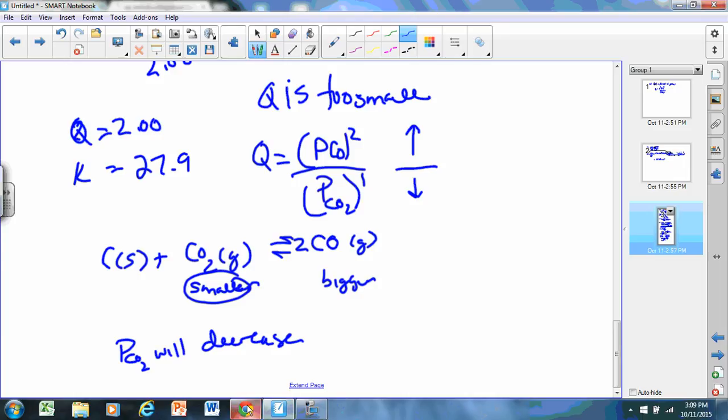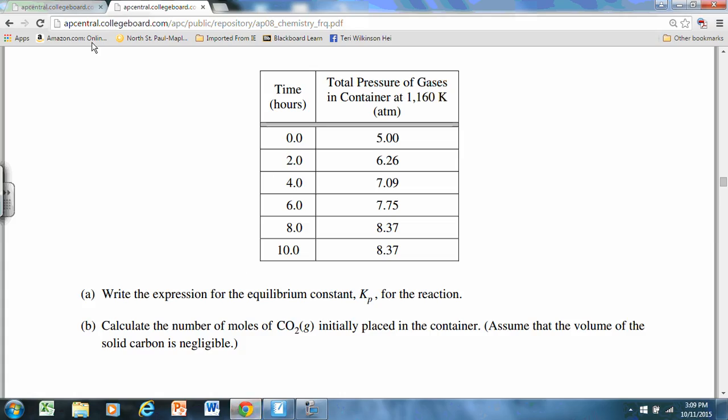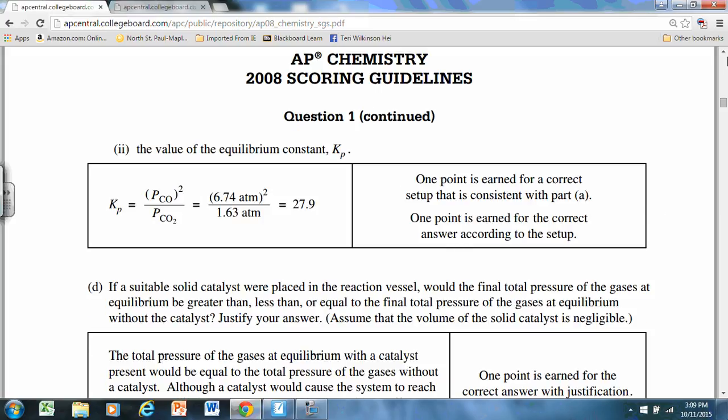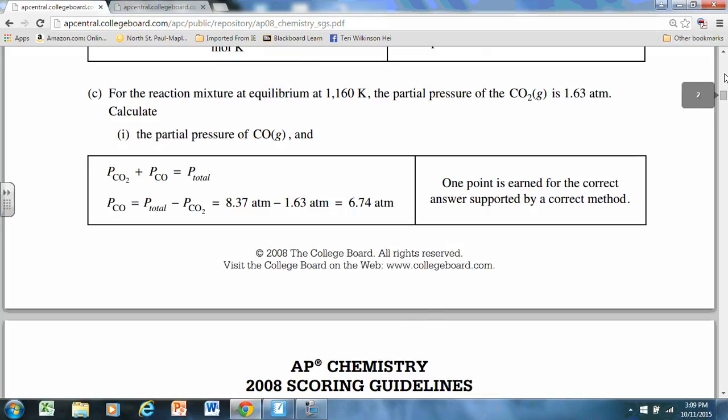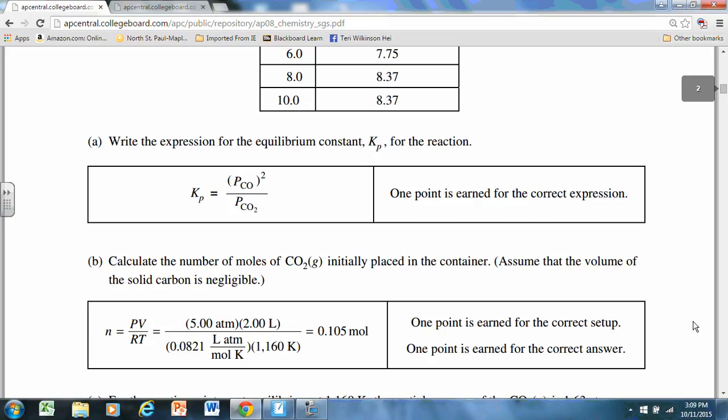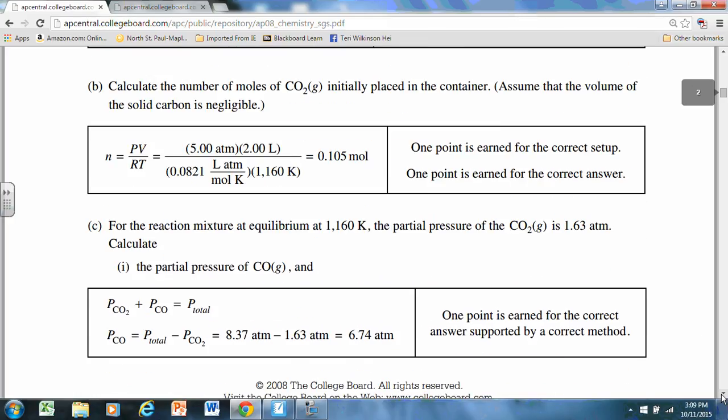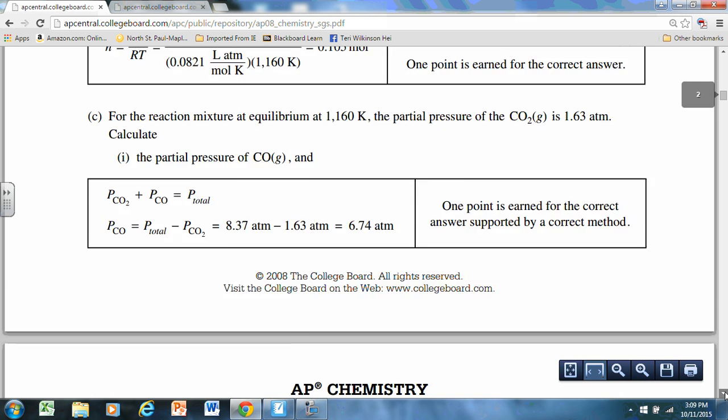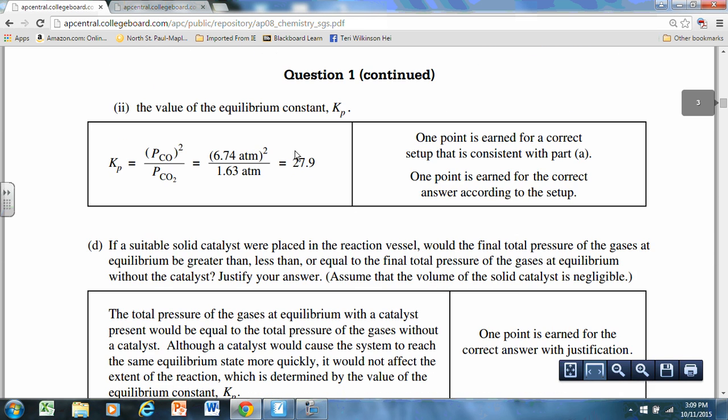Now let's look at the scoring guidelines quickly if I still have them up. And I think I do. Okay, so let's just go back to the beginning and check. There's the equilibrium constant, 1.05 moles. They didn't do it the way I did it, but 6.74. I like my way better, but my way's harder. 27.9. I really like this.